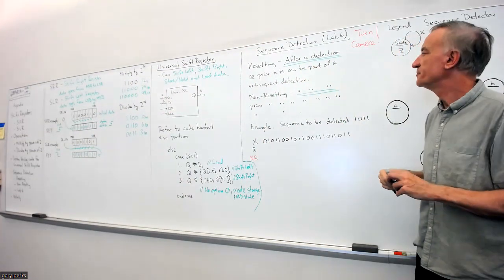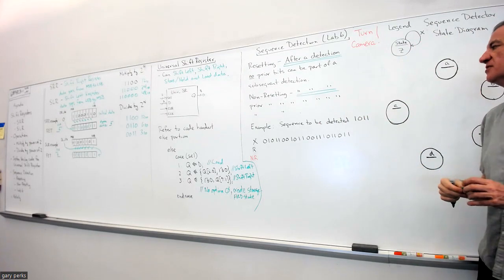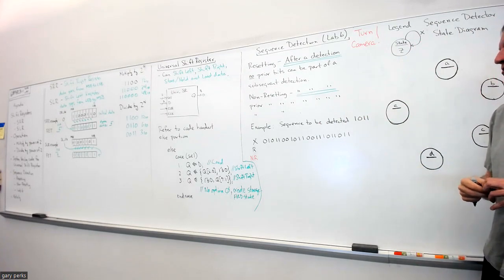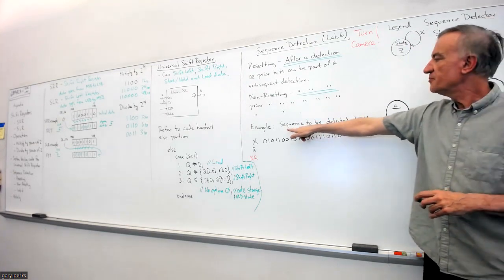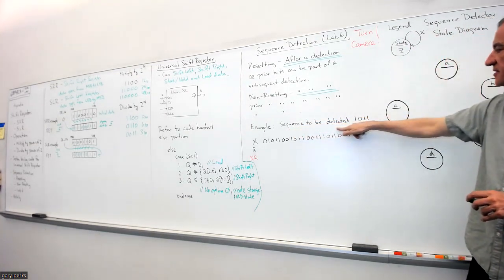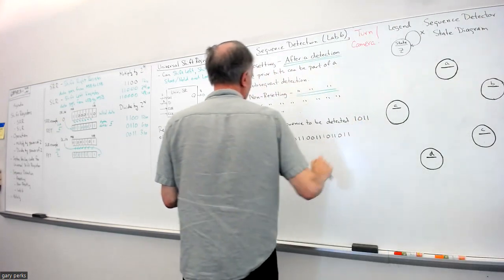I'll come back to this when we're doing an example coming up, because this is where people often make a mistake. Okay. All right. So as an example, an illustration of the difference between resetting and non-resetting, I have this example here where we want to detect this sequence right here. Okay, we want to detect 1011.